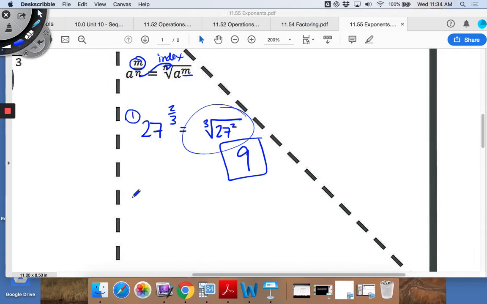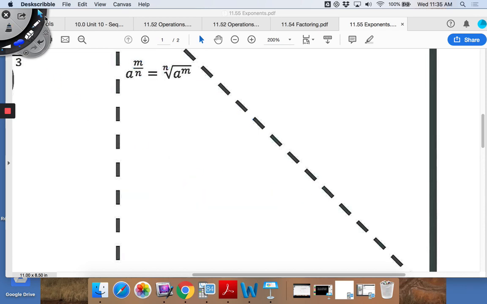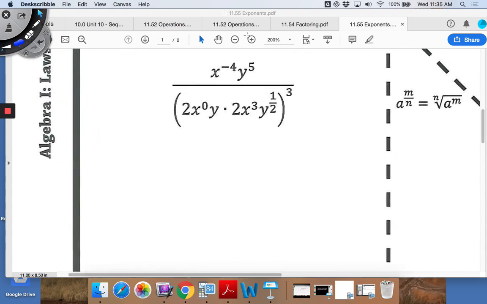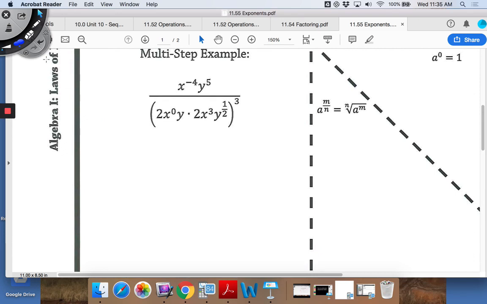So we'll do one that has a variable, so it's not as easy to just type into the calculator. So e to the 3/4 power would be rewritten as e to the 3rd power underneath a radical with an index of 4. So the bottom number gets to be the index, the top number is the exponent under the radical. So kind of the culmination of all of these rules is this multi-step example.